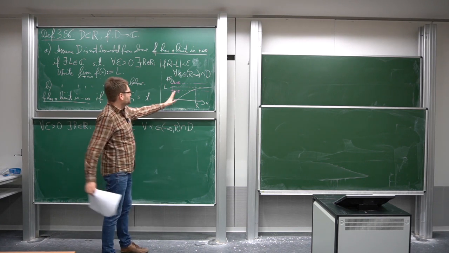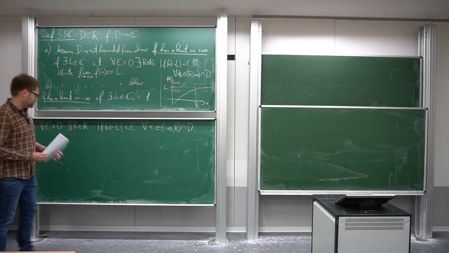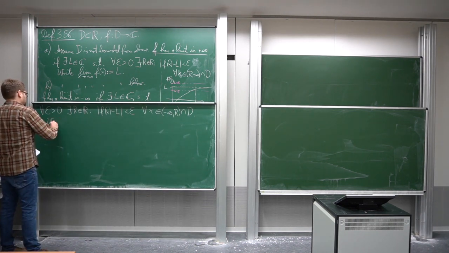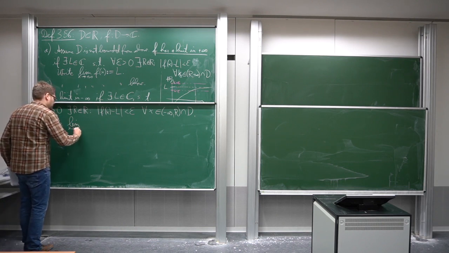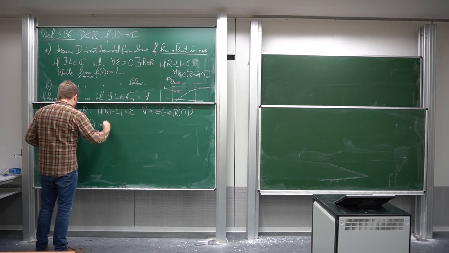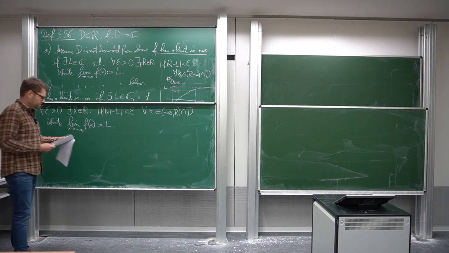So I could just mirror this image to this side, and then I would get the same notion here. And of course, in this case, we write the limit of x going to minus infinity of f of x is L. Okay, so these are very straightforward definitions.